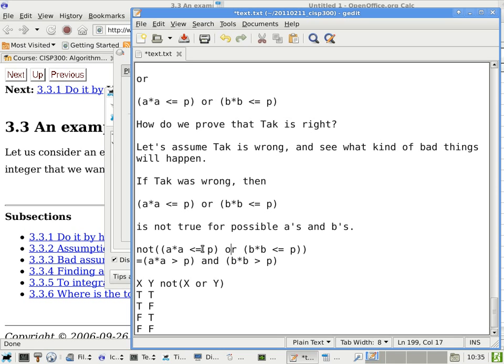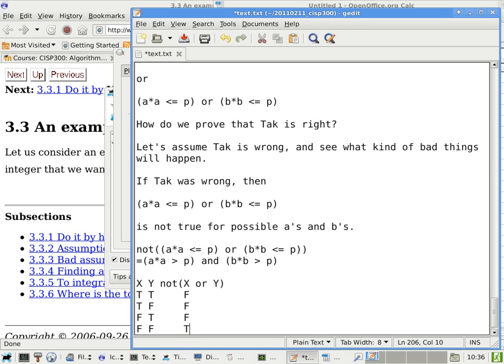I just replace this entire expression with x, and I replace this entire expression with y. Okay? Nonetheless, we can just go ahead and evaluate. What is the answer of not (true or true)? False. Okay. What about not (true or false)? False. False. This is the only time it can be true.